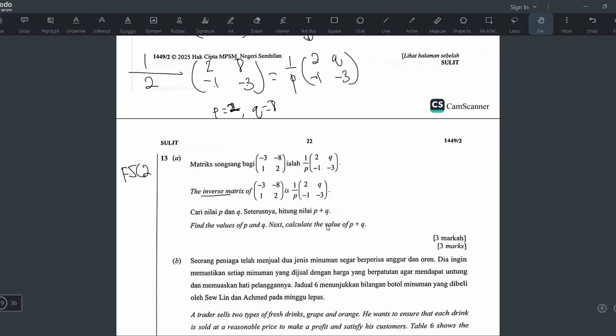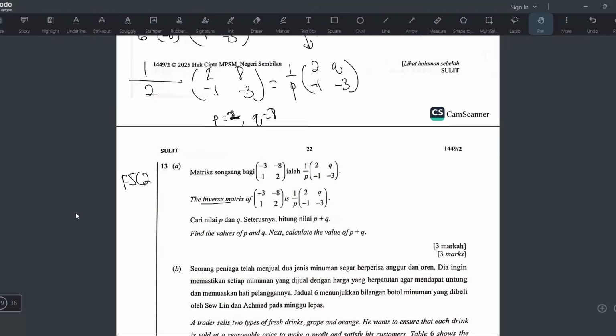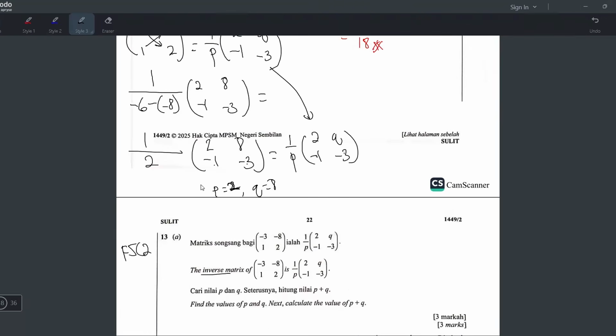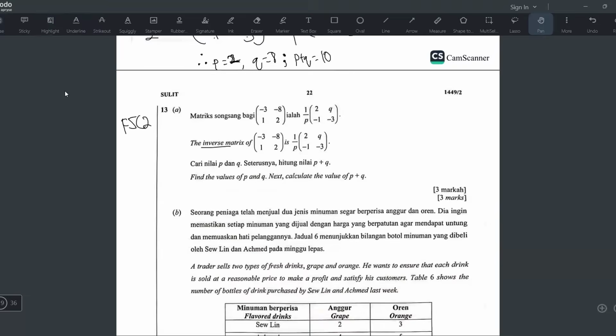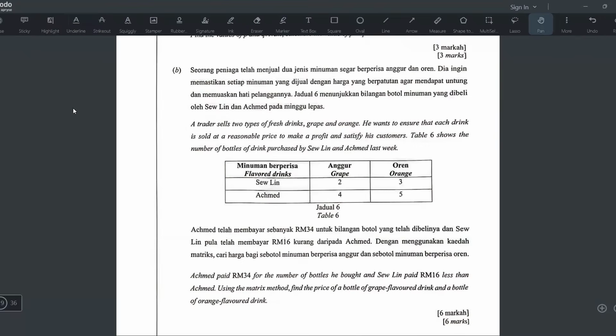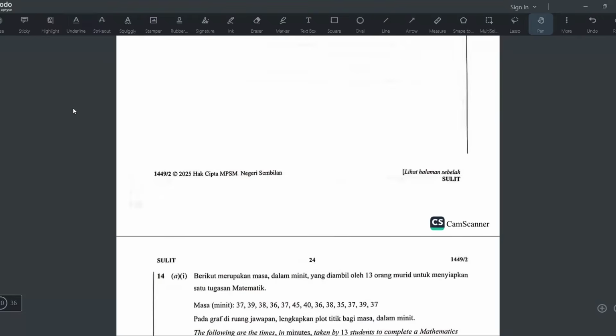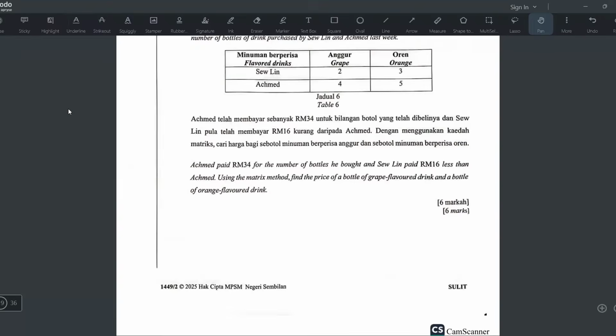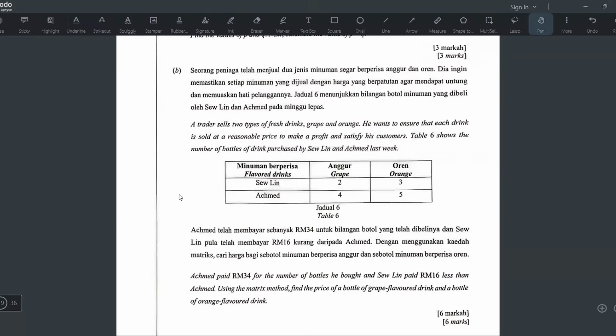Oh, but they want next find value of P plus Q. Oh, ini lagi mau. Okay, so I write dot dot dot. Okay, nak cari P dengan Q dulu, sudah. And then I'll just write P plus Q punya jawapan, which is 10 lah. Because 2 plus 8 is 10 lah. So yeah, that's all. Okay, B is definitely simultaneous. Definitely, no question about it. Confirm. Yeah, just look at the diagram, you know already.